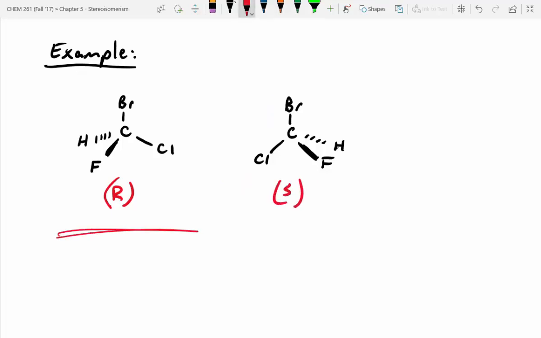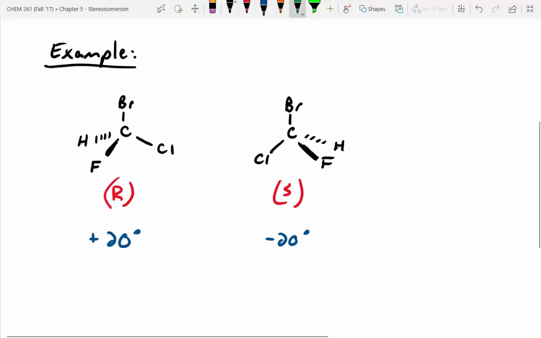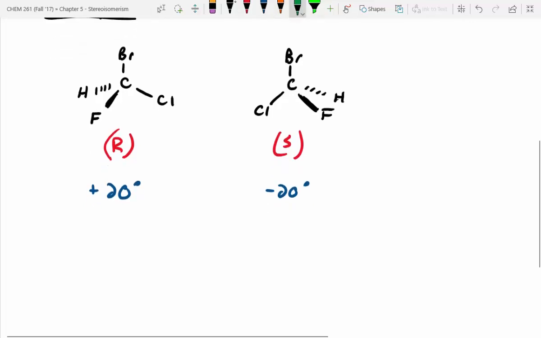And so let's say I have a pure sample of this compound on the left, and I shine plane polarized light through it. It might twist light a certain direction, maybe 20 degrees one direction. What do you think the one on the right might do? Yeah, negative 20, because they're mirror images of one another, right? So the one on the right will be a negative 20 twist when it pops out the other end of your sample. So let's make a note of this unique situation.